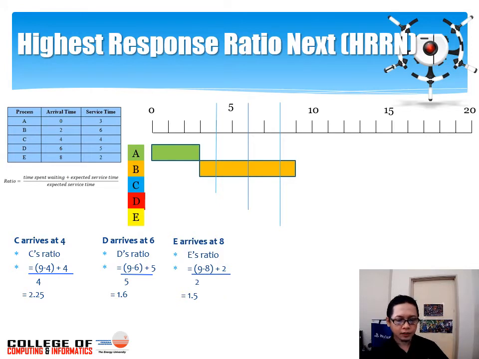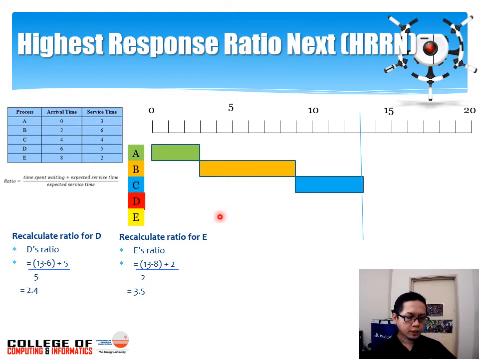So of course the answer is C will get picked next. Okay, so C is chosen here. C is chosen because it has the highest ratio here, 2.25. So based on the calculation, C has the highest ratio, hence C gets to be picked. So the next decision is which process between D and E to be picked next. So can you guess? Try to do the calculation before moving on to the next slide.